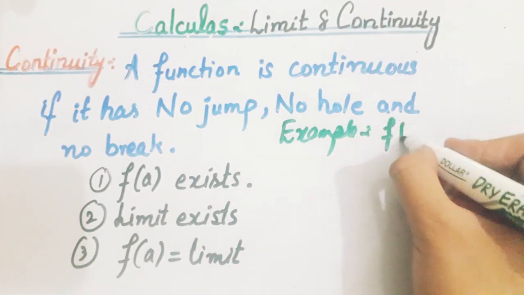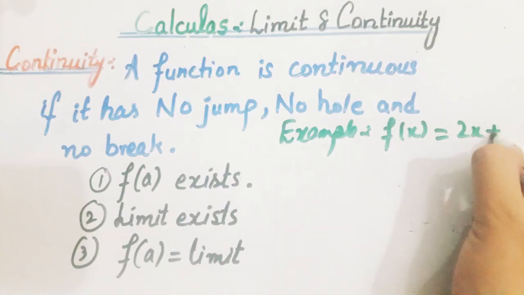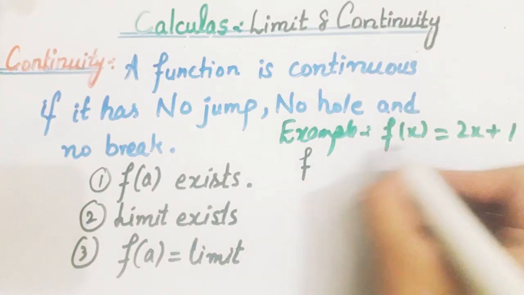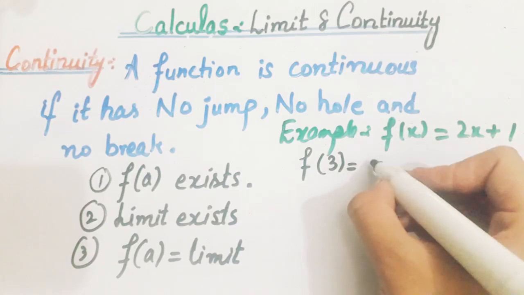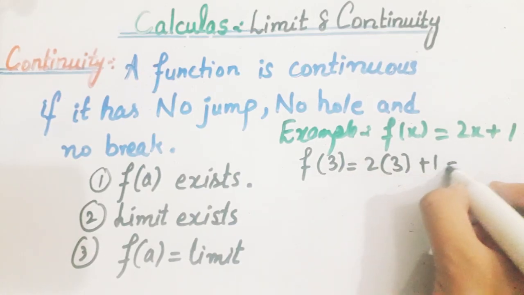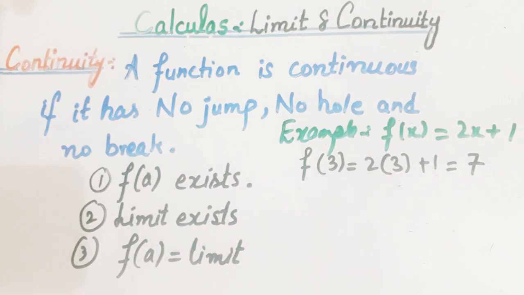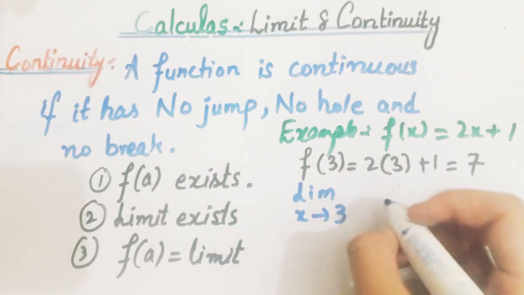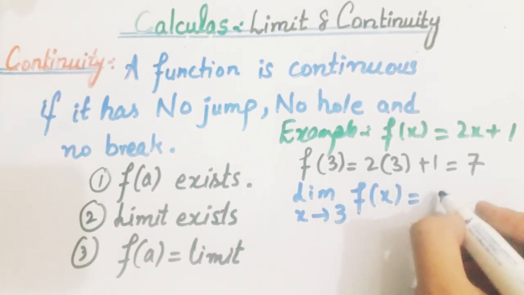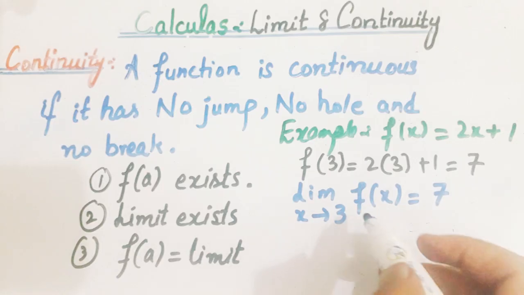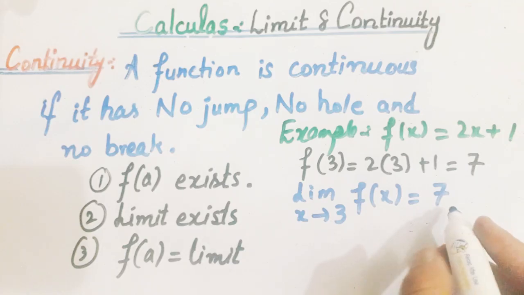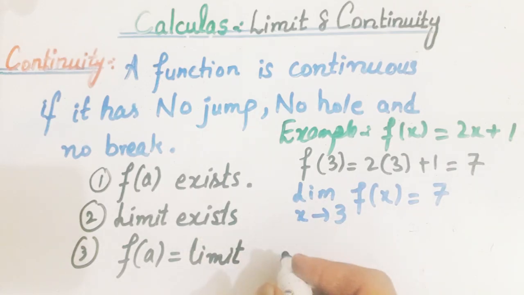If you have a function f of x equals 2x plus 1, we will check whether this function is continuous at x equal to 3 or not. So at x equal to 3, f of 3 is 2 into 3 plus 1, that is equal to 7. So we can say that limit x approaches 3, f of x equals 7. This we have found out by the previous concept of limit. When x approaches 3, f of x equals 7. So this condition is also satisfied.